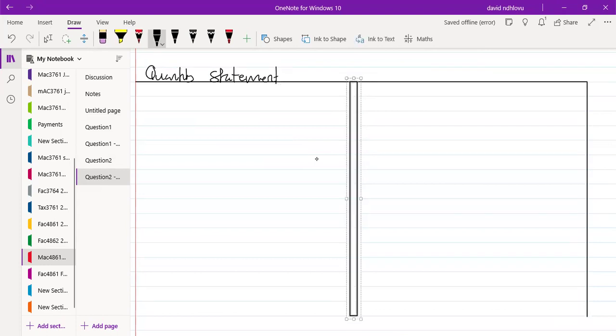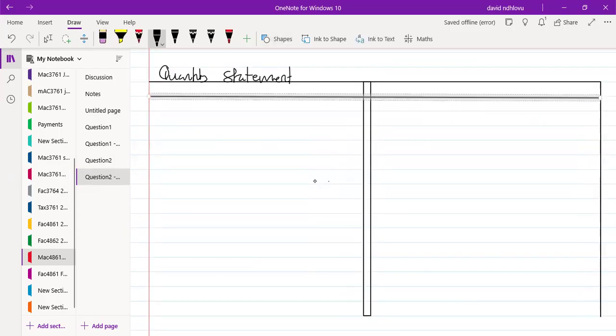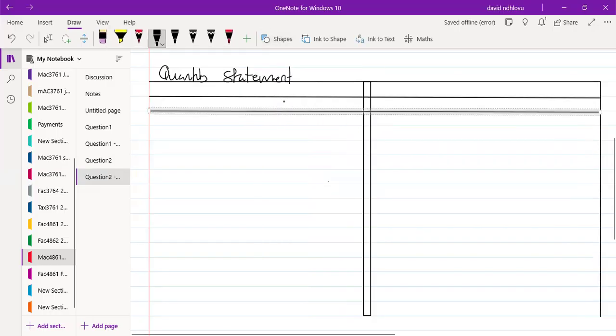So we have our page divided into two columns, and then you create two rows. This here represents actual quantities, and this represents equivalent units. Normally it's not quantities, they just say units. So actual units and then equivalent units.